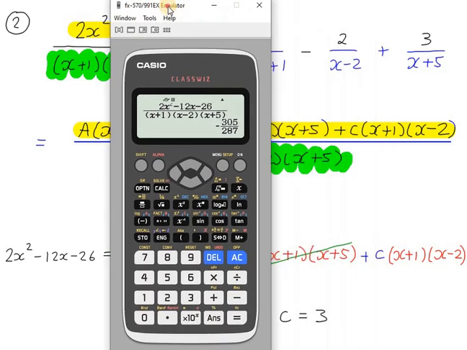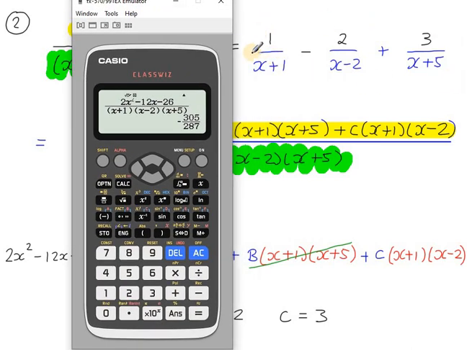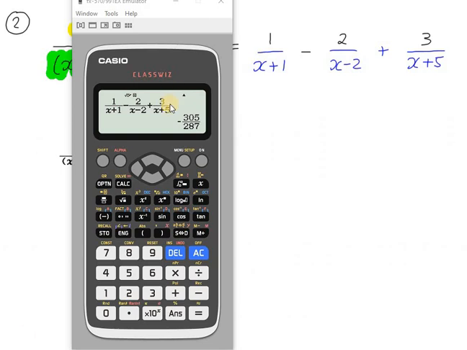Now we need to do the same for the right hand side using the same value of x, and we get the same answer. So these are correct, we've verified that.